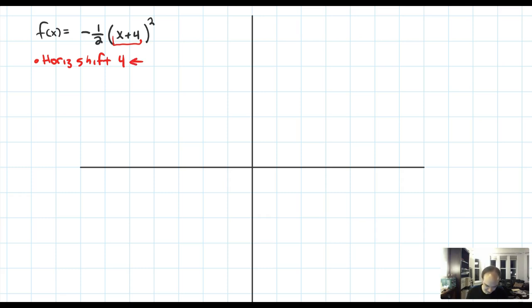Then we're going to have a 1/2. So it's going to be a vertical shrink by factor 1/2. And third thing is going to be a vertical reflection over the x-axis. All right, here we go again.